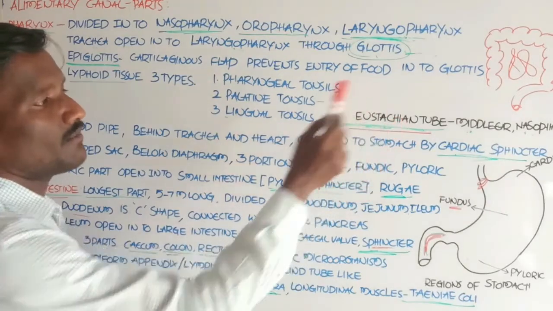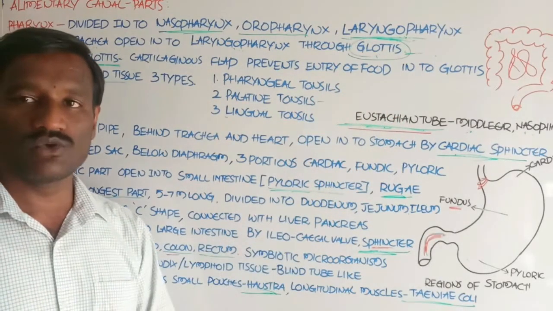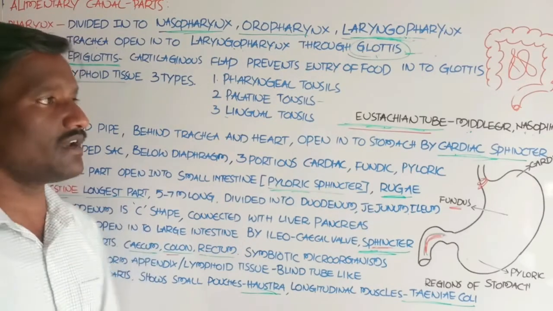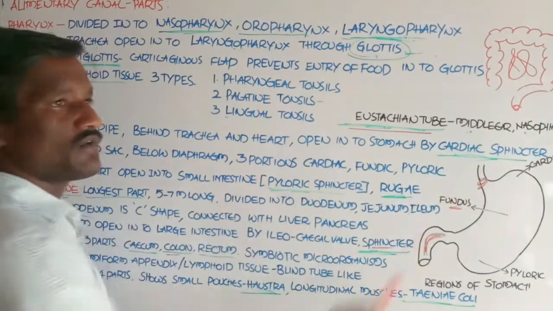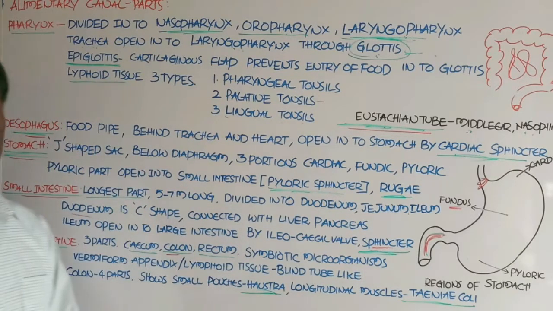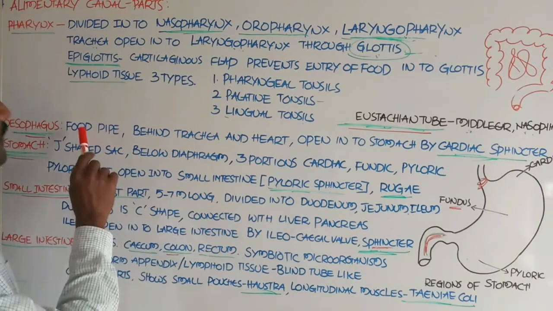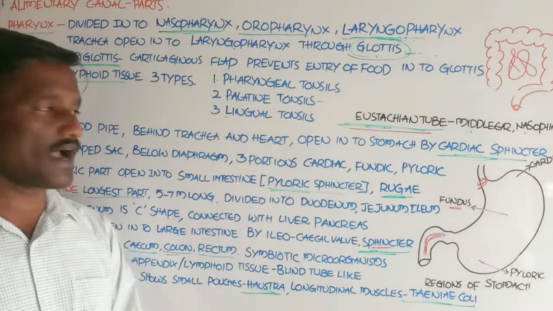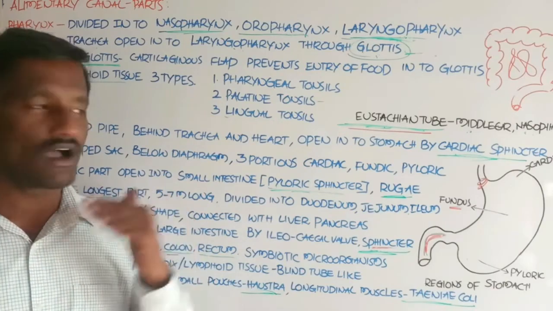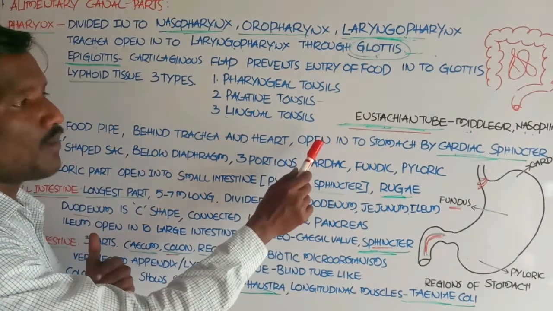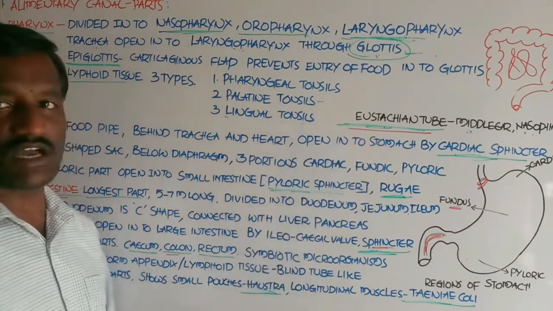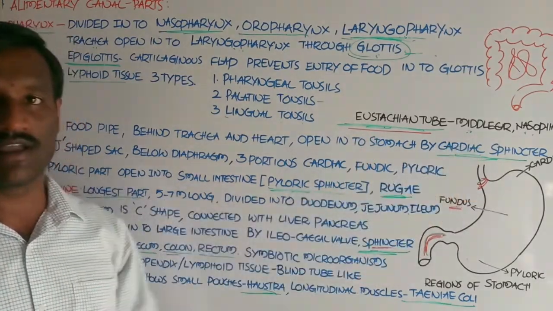And what do you know about the eustachian tube? The eustachian tube is the connecting link between the cavity of the middle ear and the nasopharynx. Another one, the esophagus. The esophagus is the food pipe. It is located behind the trachea and the heart, and opens into the stomach by the help of the cardiac sphincter.